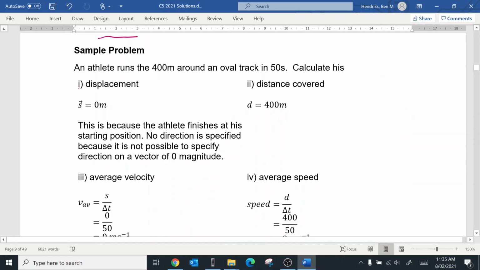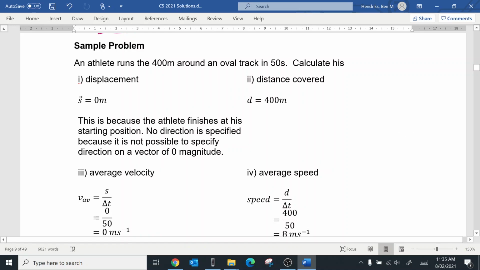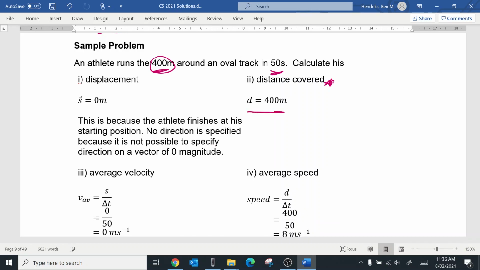We have a sample problem here to illustrate the difference between average speed and average velocity. So an athlete runs 400 meters around an oval track in 50 seconds. Calculate his displacement and distance covered. Okay, so we'll actually start off with distance covered. So distance covered is pretty obvious. If it's a 400 meter track and they've done one lap, then they've run 400 meters. That's pretty obvious. The displacement here is 0, and that's because they have started and finished at the same point.